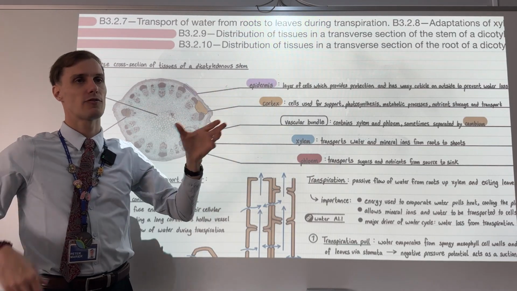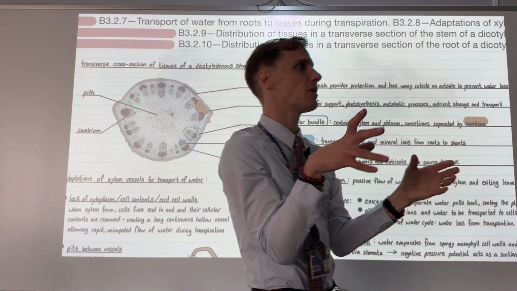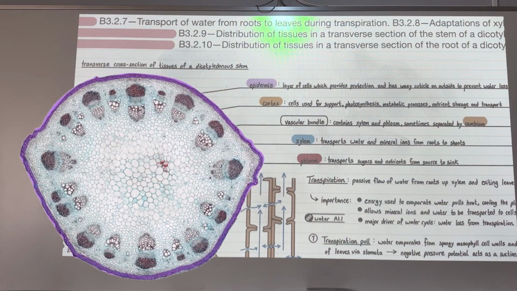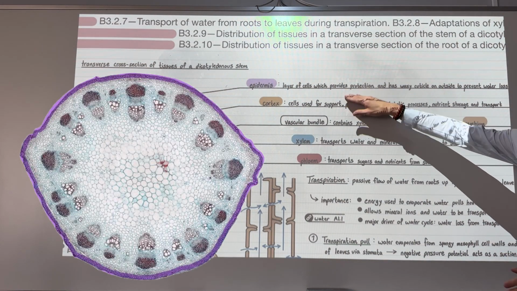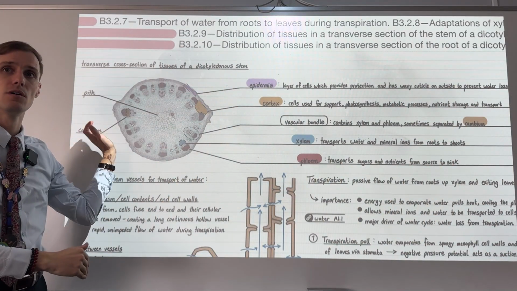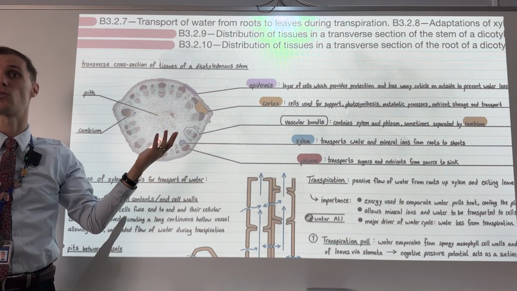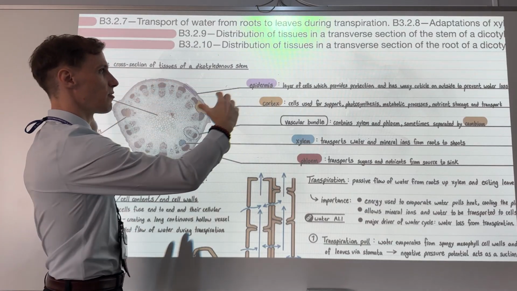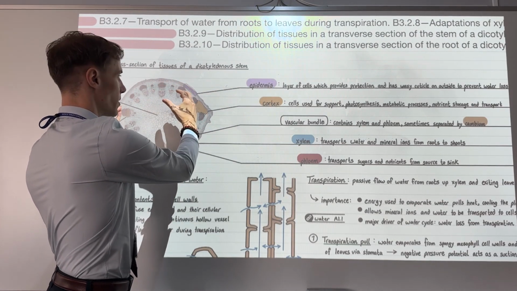In this case, for a stem, the epidermis is really going to be the source of protection for that plant. It's going to provide protection, and it also has a waxy cuticle, which is composed of wax or lipids, to prevent any water loss from here.